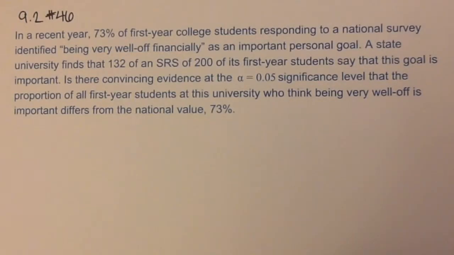Today we're back in section 9.2, working on number 46. In a recent year, 73% of first-year college students responding to a national survey identified being very well off financially as an important personal goal. A state university finds that 132 of an SRS of 200 of its first-year students say that this goal is important. Is there convincing evidence at the alpha equal to 0.05 significance level that the proportion of all first-year students at this university who think being very well off is important differs from the national value of 73%?